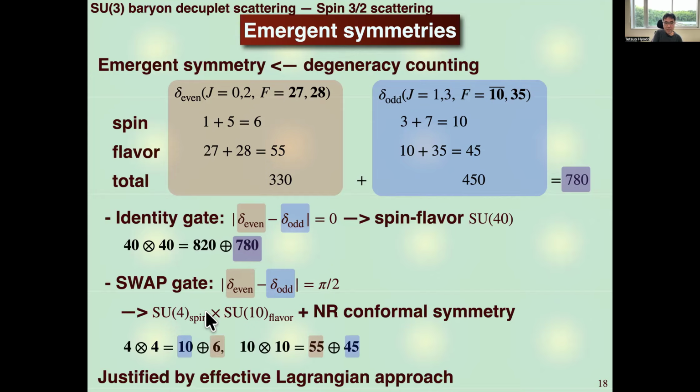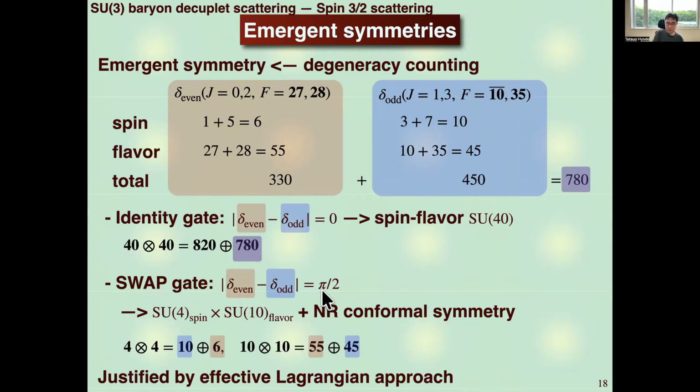Now in the swap gate case, we have to independently realize these symmetries, namely SU(4) spin and SU(10) flavor. So for the spin part, you can consider these two. Under the spin SU(4), the fundamental representation is a 4. So 4 times 4 can be decomposed into 10 plus 6 in SU(4). And this number 10 corresponds to the 10 independent degrees of freedom in the delta odd case.